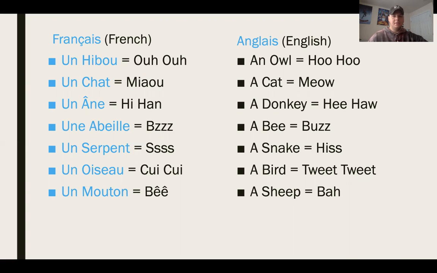Une abeille, buzz, buzz. It's just spelled differently. A serpent or un serpent, excuse me, or a snake is hiss. It's very similar. Un oiseau is cuit, cuit. Tweet, tweet. They're not spelled the same, but I feel like the sound is very similar, if not the same. And then un mouton or a sheep is in their way of saying it's be, be. It's always a sound I can't really do. And then a sheep for us is ba. So we use an A and they use an E with an accent mark on it. So it's different.